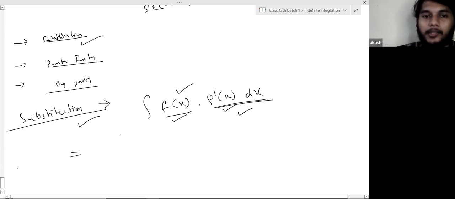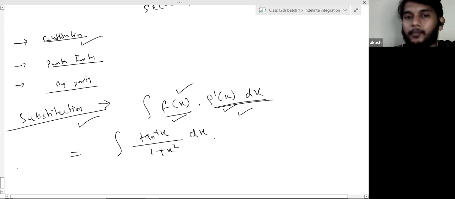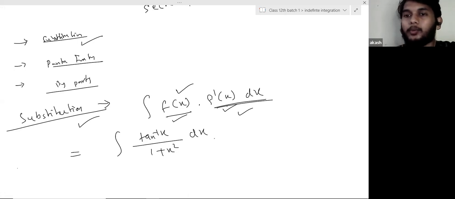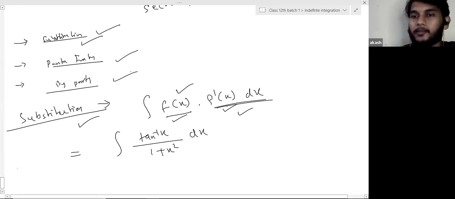So let me give you a quick question example of this. If I write tan inverse x upon 1 plus x square dx. See, we know the integration of 1 upon 1 plus x square. We do not know the integration of tan inverse x. All right. So in this type of questions, while we cannot use the formula directly, what we have to look? We have to look for substitution, partial fraction, or by parts.